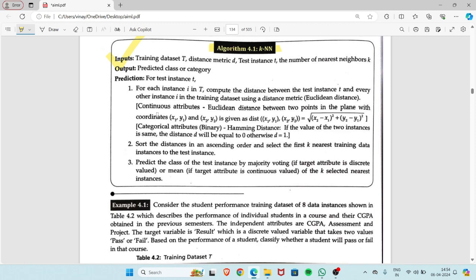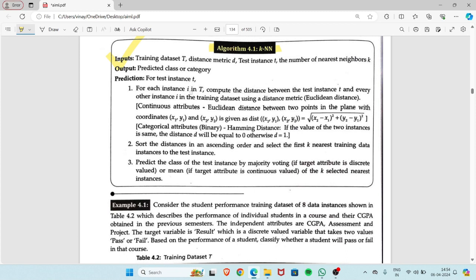You have seen so many projects where some data set is given to you, and then based on that data set you have to find a predicted class or category, which is the output. So in that case, the KNN algorithm is used. In this KNN algorithm, no assumptions need to be made, so it is very easy to implement.